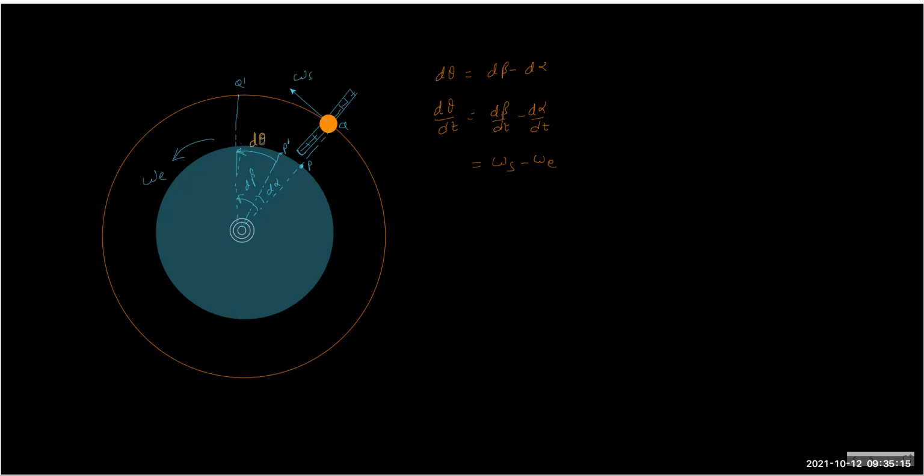Now, as time grows, d theta will also grow. So when will Q dash be exactly above P dash? When the relative angle traveled is exactly 2 pi. So after a 2 pi rotation, relatively, you will come back to the same point. So you need to turn by a 2 pi angle. So this is called omega relative.